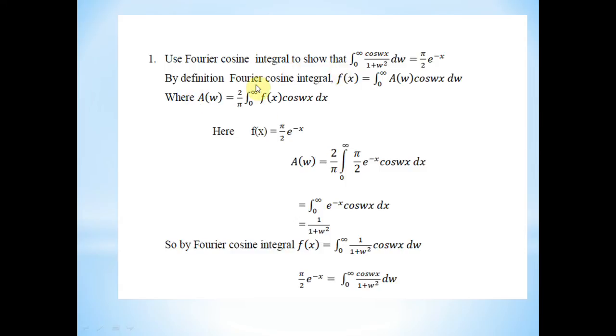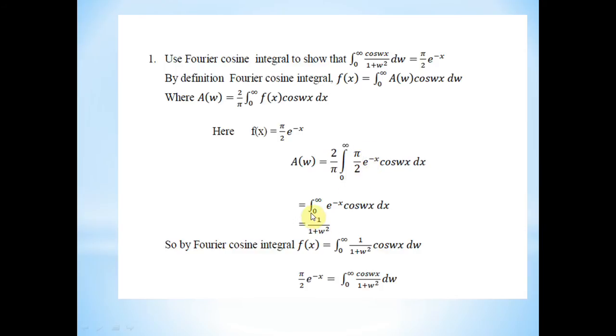By the definition, the Fourier cosine integral is given by f of x is equal to integral 0 to infinity a of omega cos omega x d omega, where a of omega equals 2 by pi integral 0 to infinity f of x cos omega x dx. Now take the function f of x as pi by 2 e raised to minus x. Therefore, a of omega becomes 2 by pi integral of pi by 2 e raised to minus x into cos omega x dx. Now this 2 by pi and pi by 2 can be cancelled.